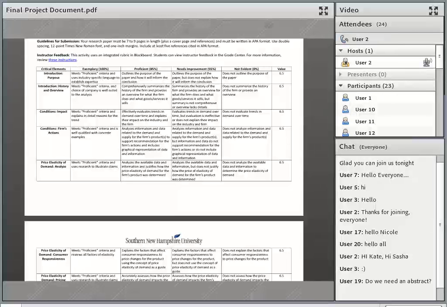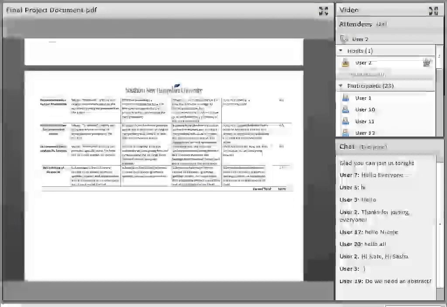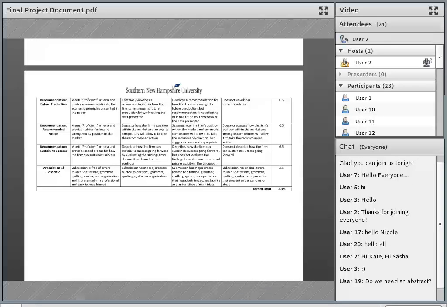So Melissa asks, do we need an abstract? I don't see it in the rubric. So Melissa, you're right. There is no critical element that is specific to the abstract. The abstract would get captured, I'm scrolling down to it, simply under this very broad header of articulation of response. So any of the writing elements of your paper, grammar, spelling, the organization of your paper, the citations of your paper are all captured under articulation of response, and the abstract is included in that.